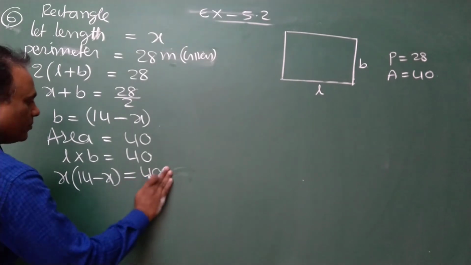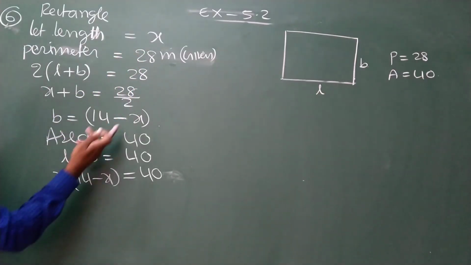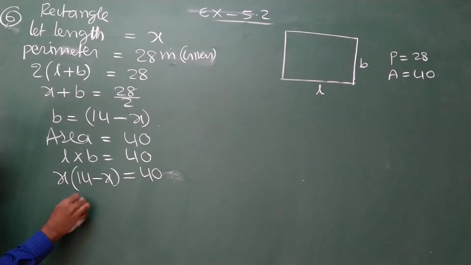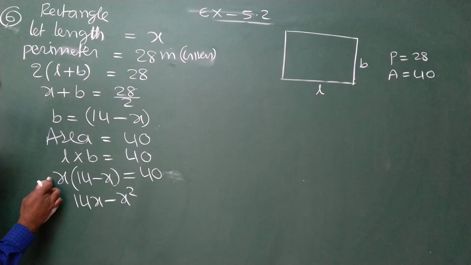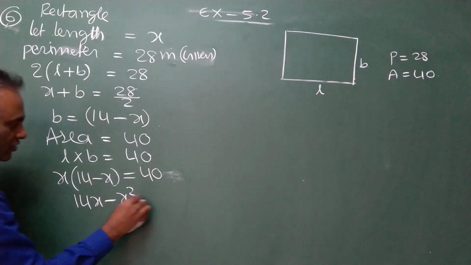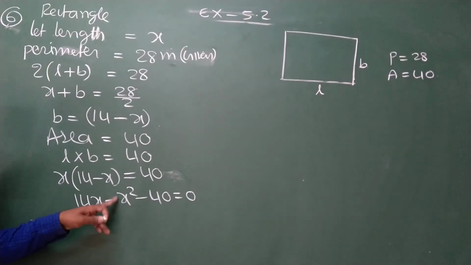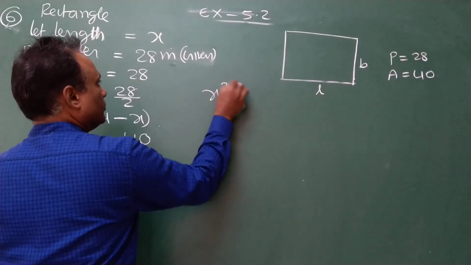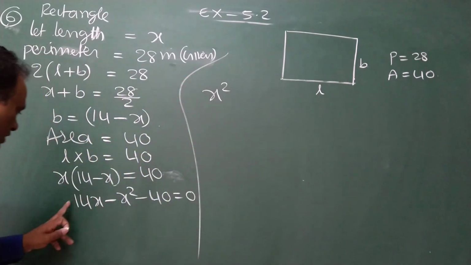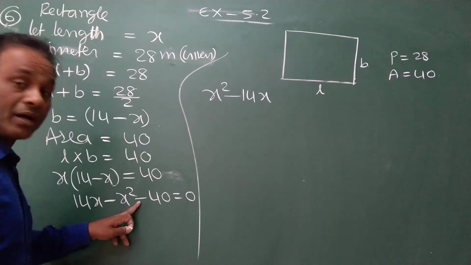Our next step we will do. Length is x, breadth is 14 minus x. x into 14 is 14x. Minus into x, minus x square. Generally we keep the x square plus, so multiply by minus. This will become plus, this will become minus, this will become plus.